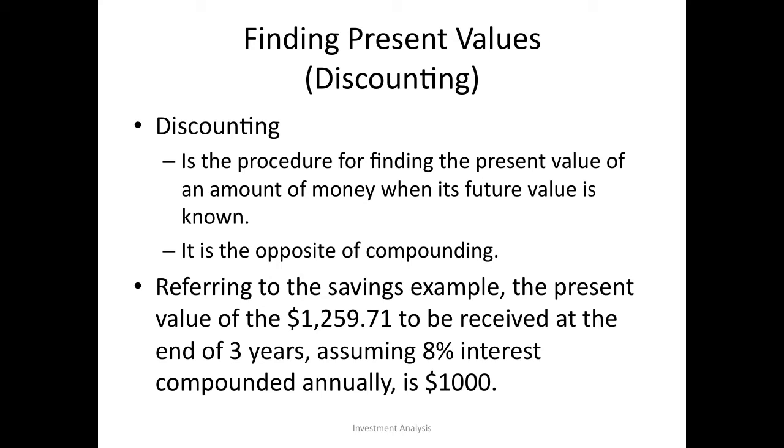So for example, think about the very first savings example that we talked about. The present value of that $1,259.71 to be received at the end of year 3, assuming an 8% interest rate, is simply $1,000. We can go back and forth between these two things interchangeably.